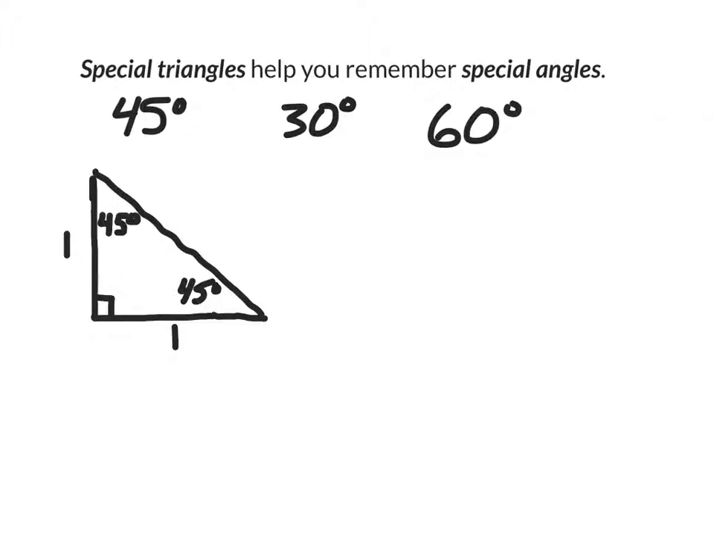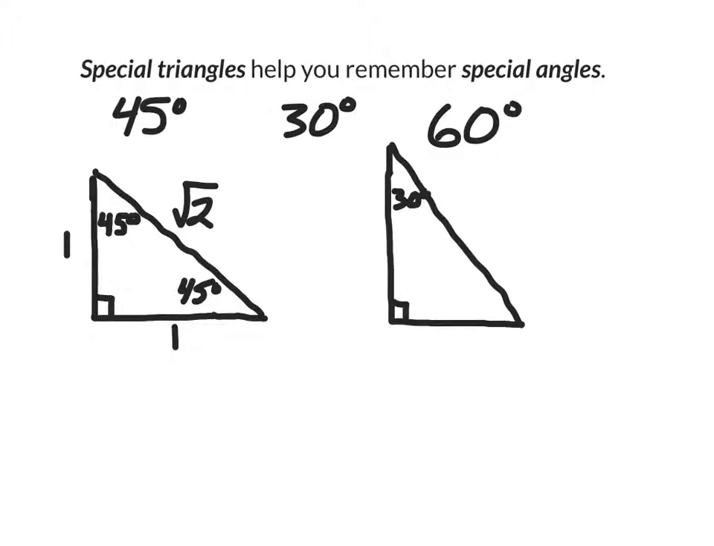If you then do the Pythagorean theorem to calculate the length of the hypotenuse, you'll end up with a length of the square root of 2. That's the exact length. I can draw another right triangle with a 30-degree angle in it. That means the other angle has to be 60 degrees.